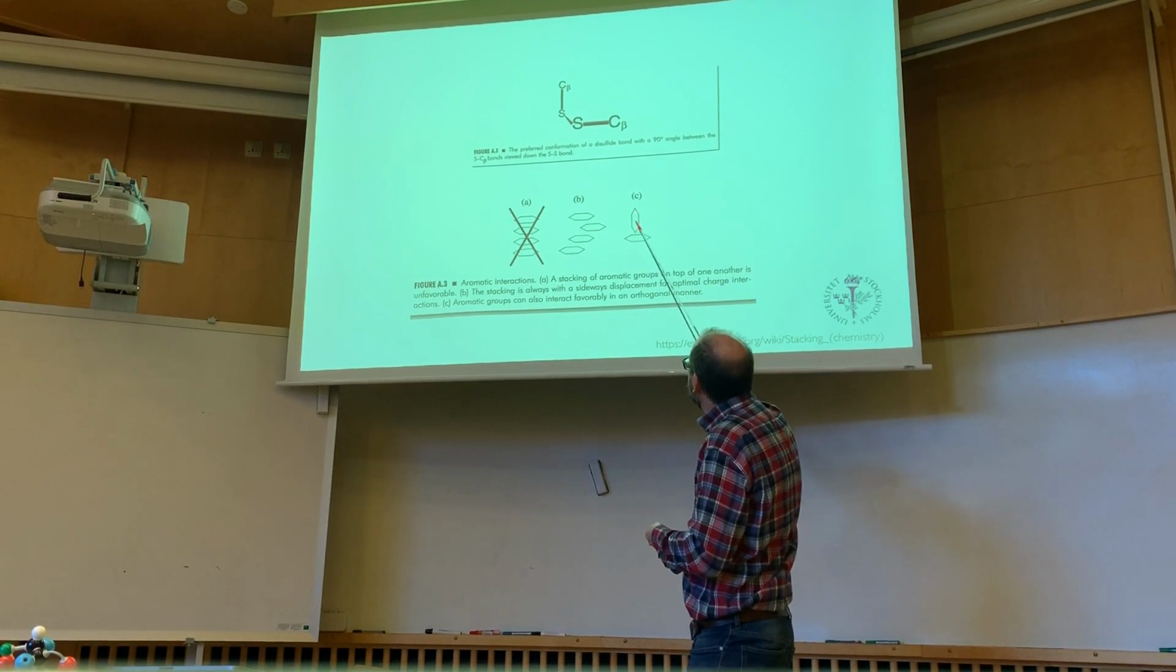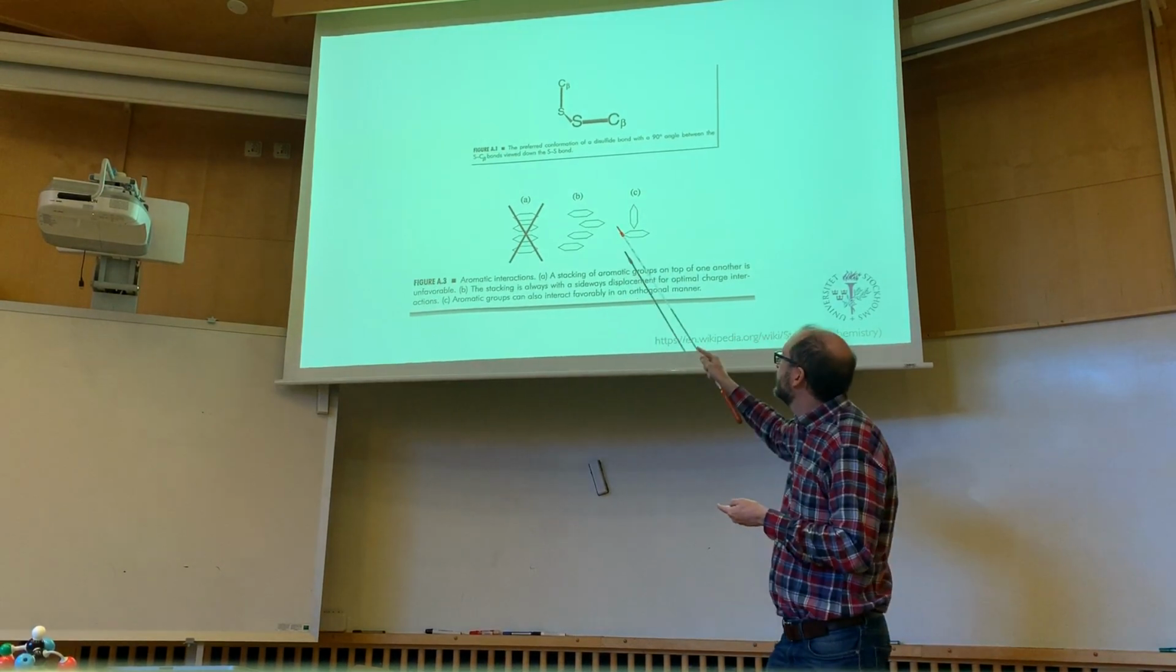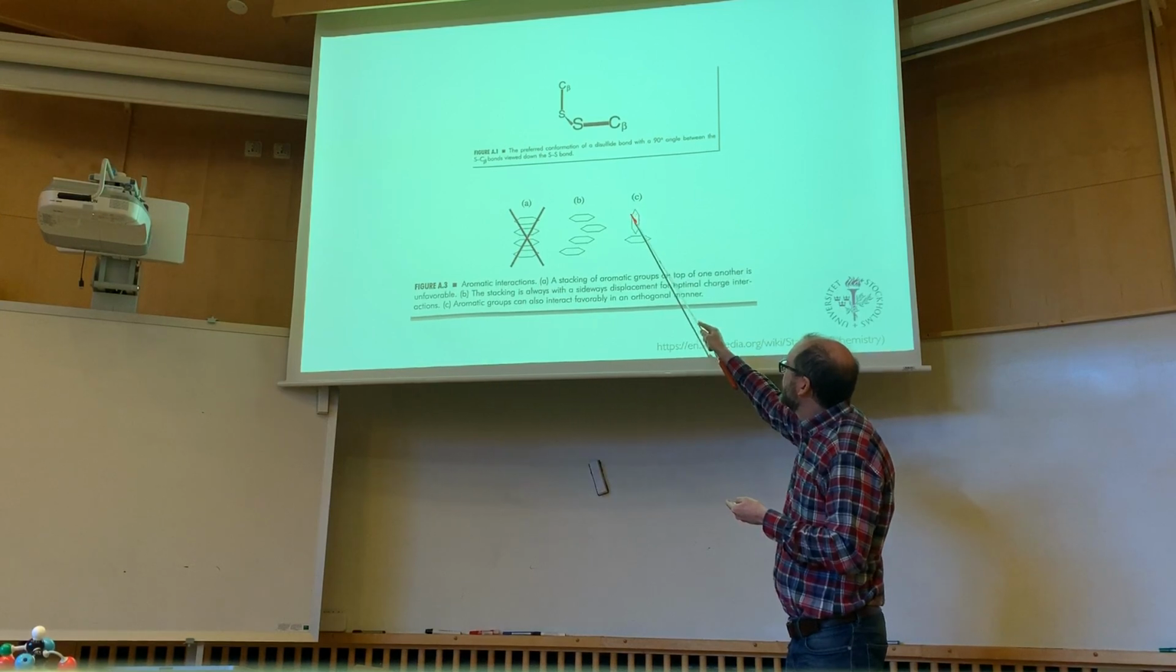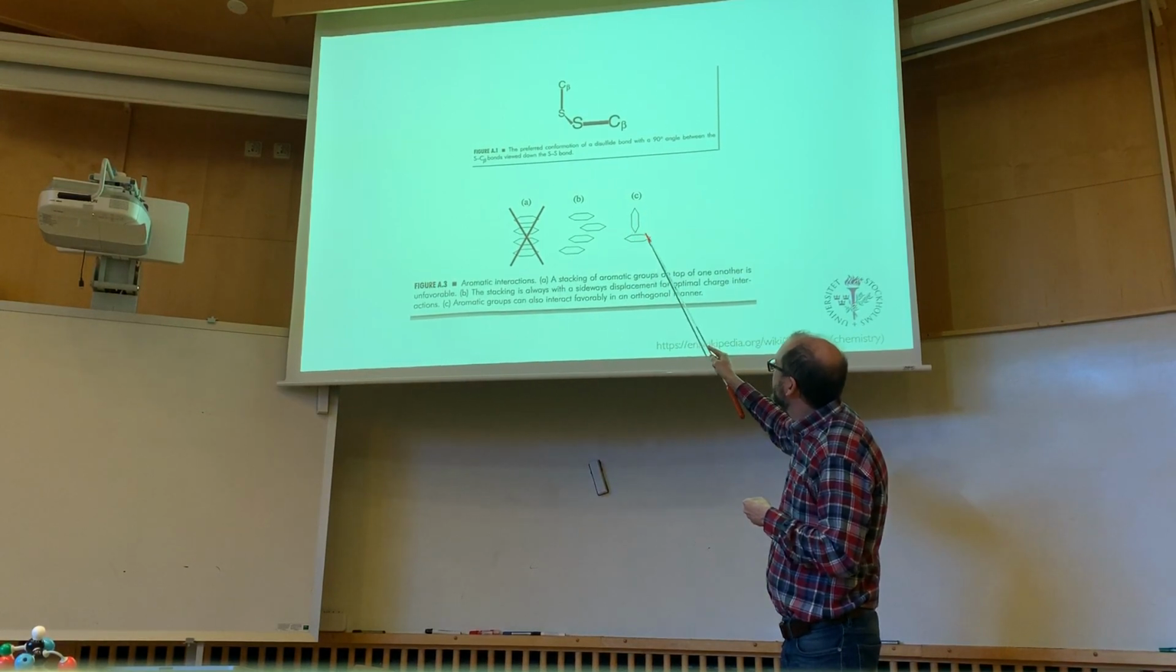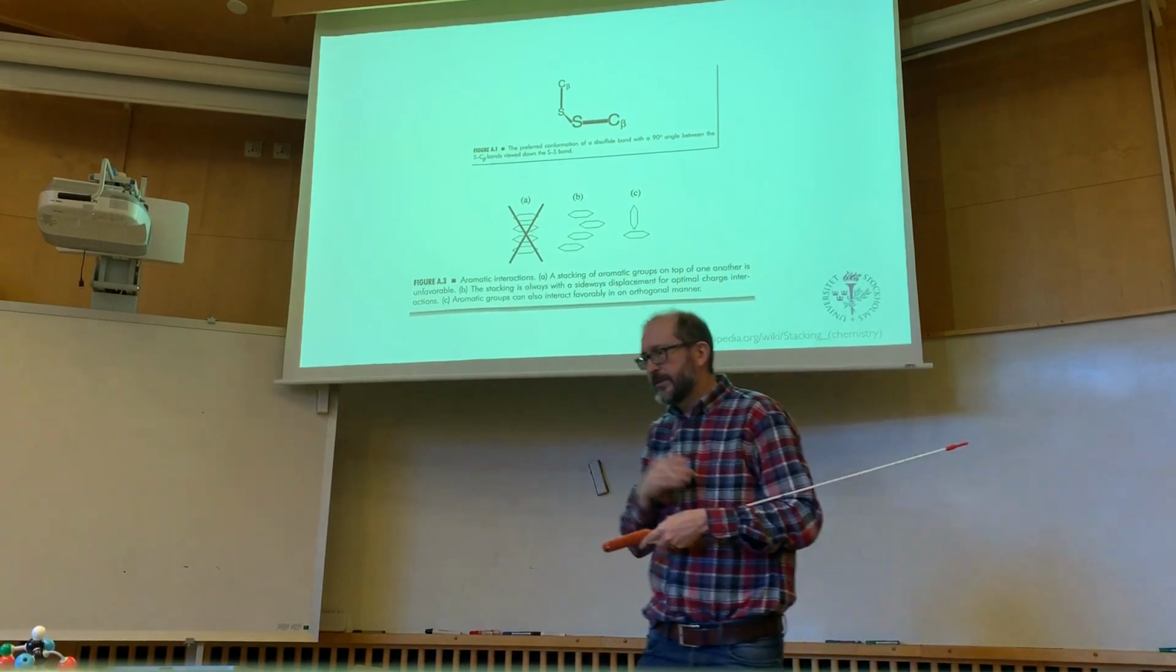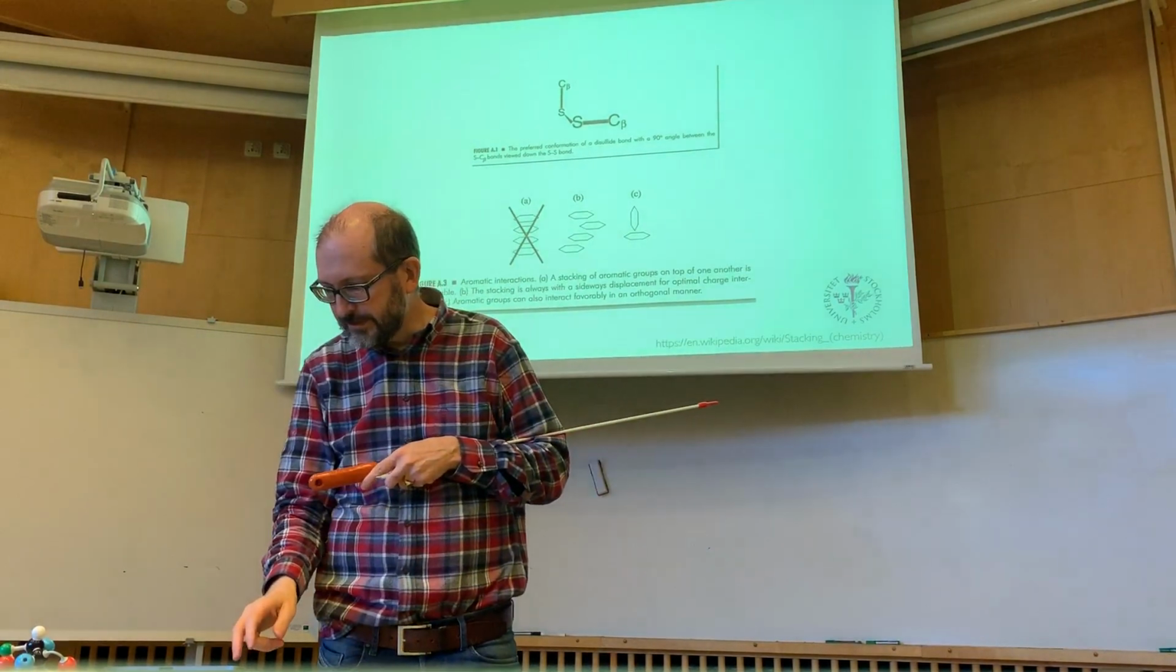And then you can also get this T interaction where, for the same reasons, you've got this edge which has a partial positive charge interacting with a net negative charge above and below the plane.